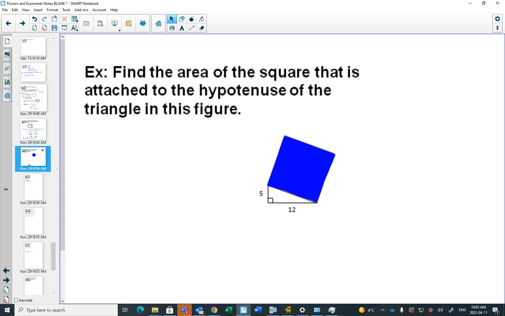Find the area of the square that is attached to the hypotenuse of that triangle. Oh, I remember doing this in grade 8. I remember doing it. I don't remember how. It is on your formula sheet. Do you see that a squared plus b squared equals c squared is the very first formula?